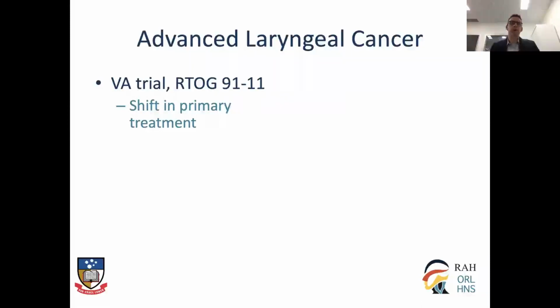So what we know of advanced laryngeal cancer is that back in the early and mid-90s, the major trials in this area, the VA trial and the RTOG 9111, were followed by a shift in primary treatment away from surgery towards primary non-surgical therapy with chemotherapy and radiotherapy.